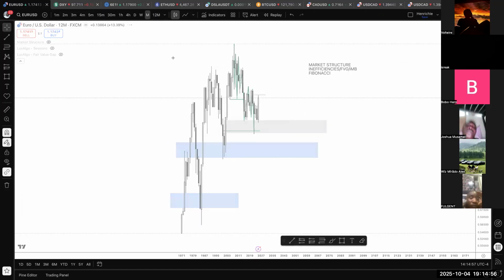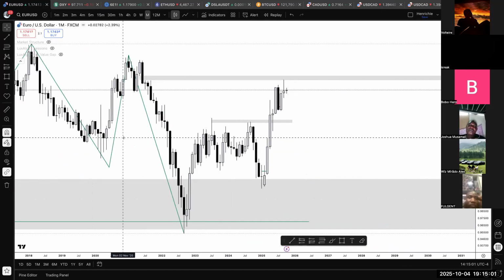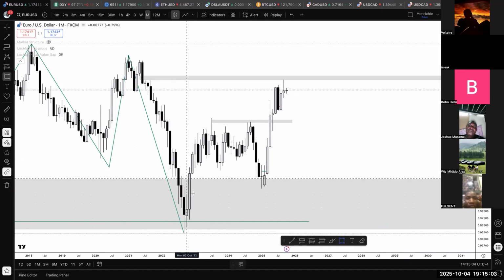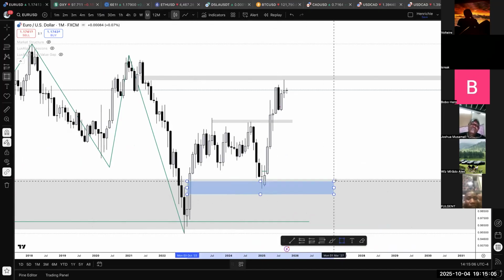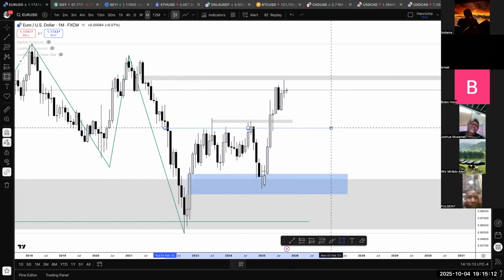Now you can see that already we've come down there, we've mitigated that zone. What did we do? We rallied to the upside. The market left another inefficiency here. What do you do? You use that inefficiency as your point of interest. And right here, look at what happened. There's another inefficiency up here.